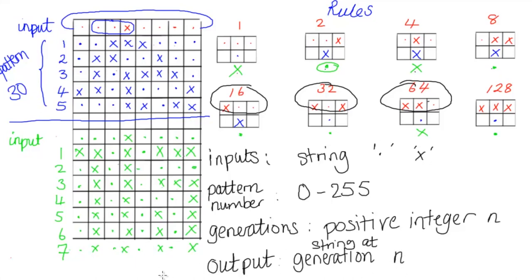So for instance, if the input string was as we have here, the pattern was 69, and the generation was 5, you would return dot x dot x dot x dot x.